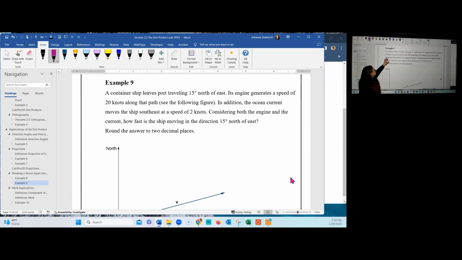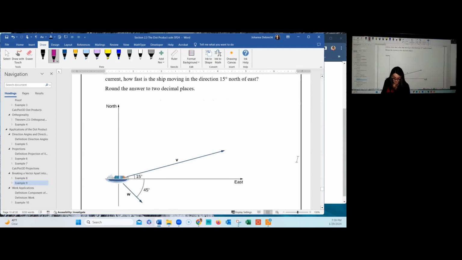In addition, the ocean current is moving the ship southeast. So south would be directly down. East, of course, is to the right. So it's moving it in this direction at a speed of 2 knots. Now, southeast, without any degree modification, is going to be at a 45-degree angle. So it's down here in the middle of quadrant 4, right? Considering both the engine and the current, how fast is the ship moving in the direction 15 degrees north of east?